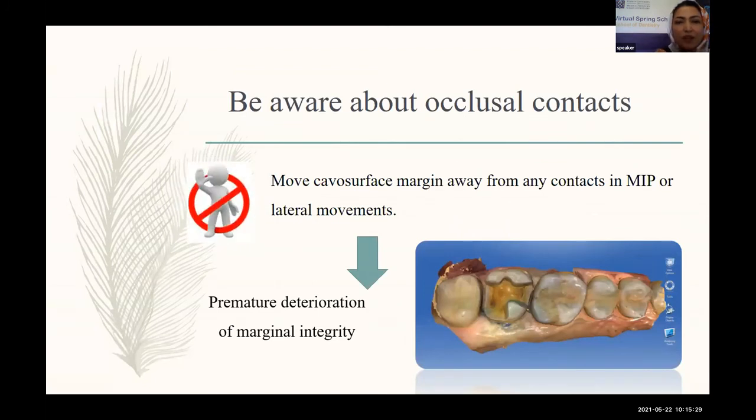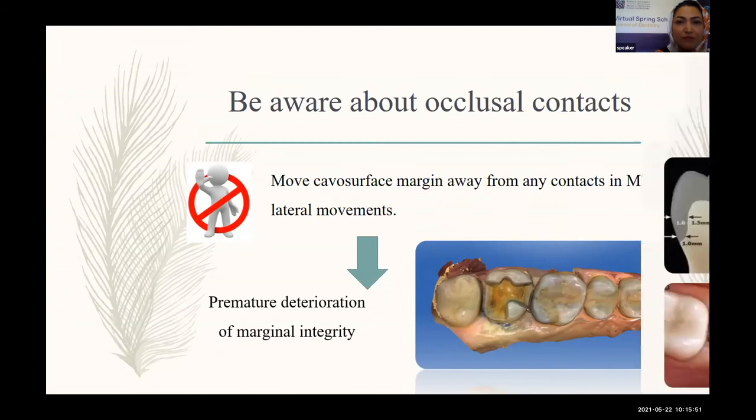Okay, you should be aware of the occlusal contacts. Before starting the preparation, you can check them with articulating paper, and the edge of the restoration should not be placed in the occlusal contact. It will result in deterioration of the marginal integrity, of course.